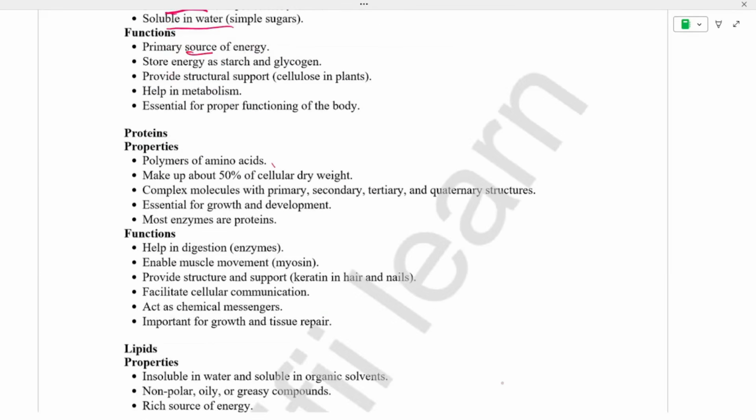Primary source of energy, it will store energy as starch and glycogen, provide structural support, help in metabolism, and is essential for proper functioning of the body. Next we will see the proteins. Okay, properties.